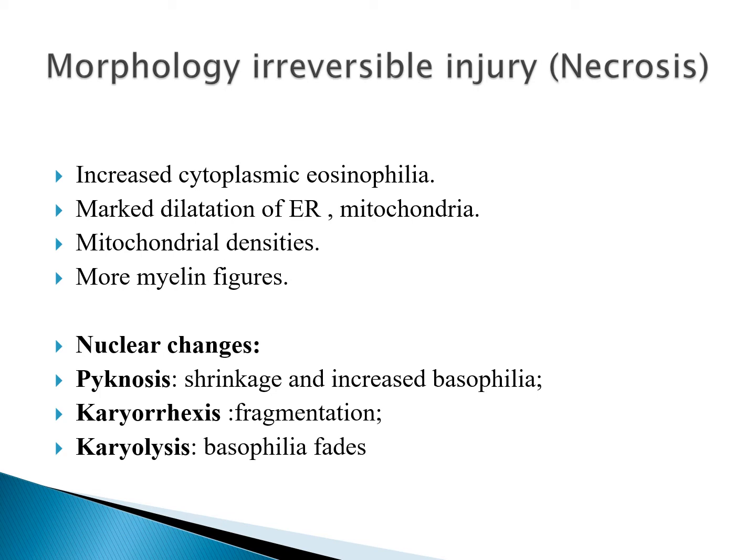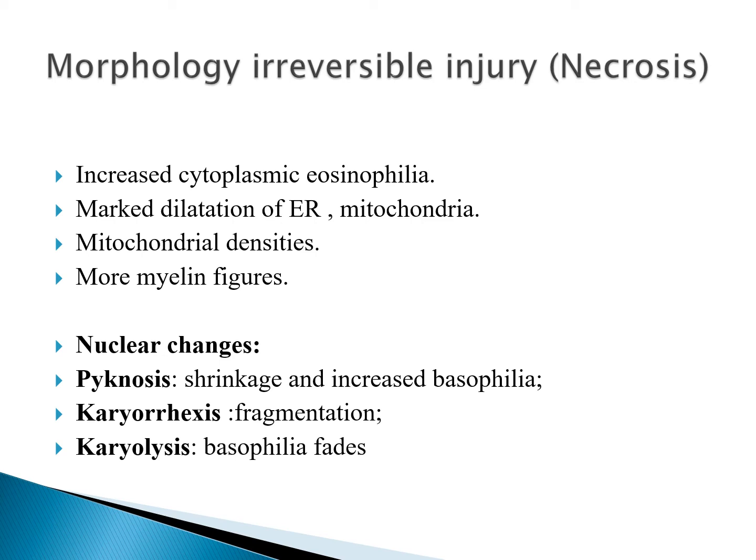بالإضافة إلى ال other changes اللي كانت موجودة في ال reversible injury, it will stay in the irreversible injury and it will be more severe, like marked dilatation of the endoplasmic reticulum, marked dilatation of the mitochondria with loss of mitochondrial and endoplasmic reticulum membranes, mitochondrial densities, more myelin figures will accumulate because of the more damage to the plasma membranes and organelle membranes. Now, the nuclear changes are very important in irreversible injury.